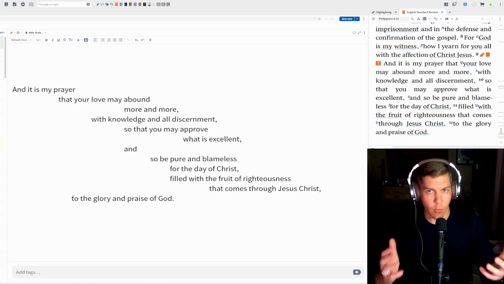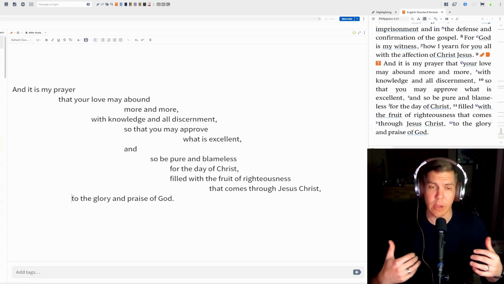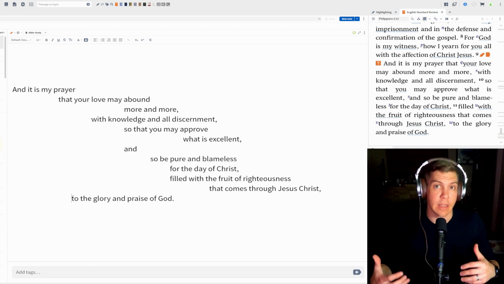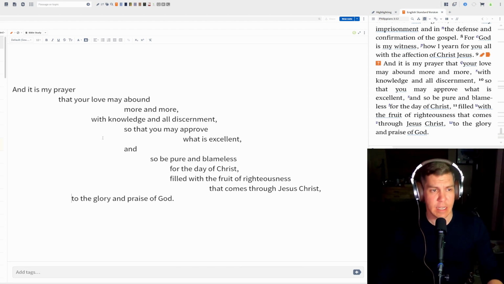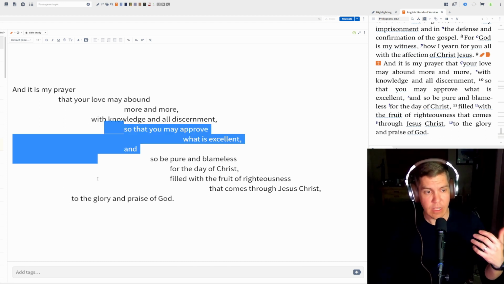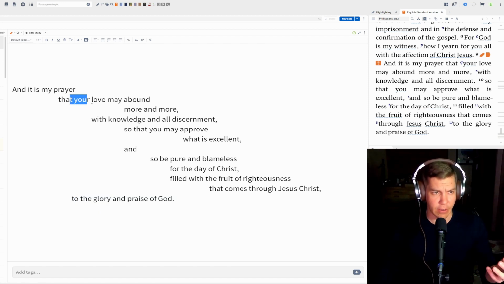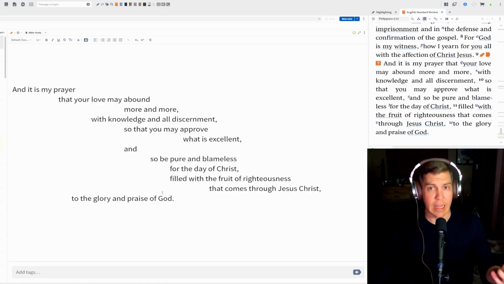And again, when we get into the interpretation stage, part of what we'll want to do is look at that and go, okay, is that the best way to think about it? Or is to the glory and praise of God a phrase that's actually describing something else in the passage? But for now, I'm going to start with this assessment that this phrase here, to the glory and praise of God, is really a kind of summation of everything else that's in the passage preceding it.